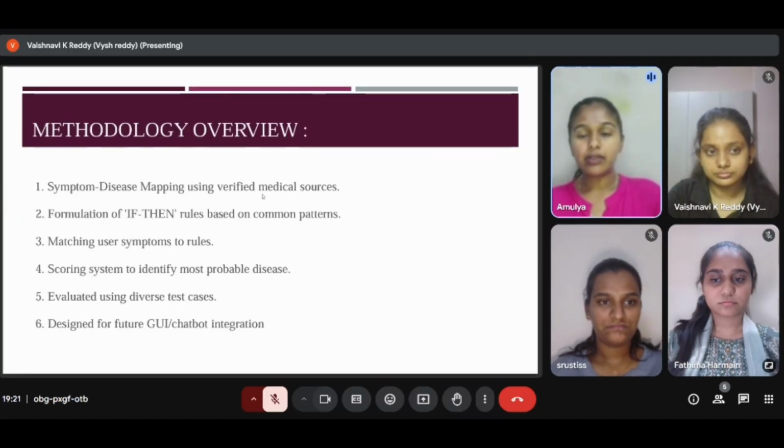So let me explain how our system works. First, we collect symptom disease information from trusted medical sources. Then we create if-then rules based on this. For example, if cough and fever are present, then it predicts flu. So when the user enters their symptoms, we compare them with our rules. The system gives scores and finds the most likely disease. We test it using many different cases to make sure it works correctly. In the future, we can even connect it with a chatbot or user interface.